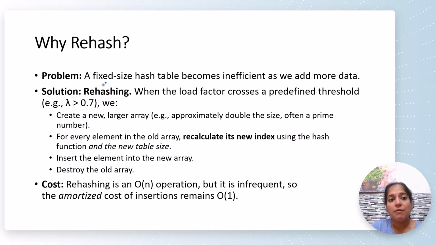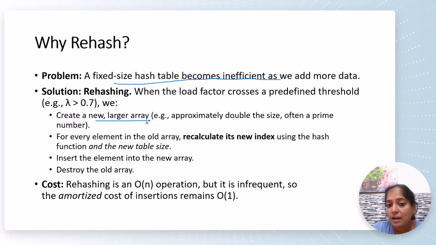Why are we performing the rehashing? A fixed size hash table becomes inefficient as we add more and more data. So we use rehashing when the load factor crosses a predefined threshold, for example 0.7. Now, what are the steps of rehashing?